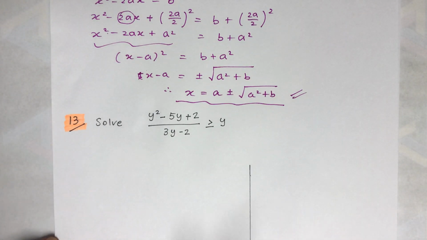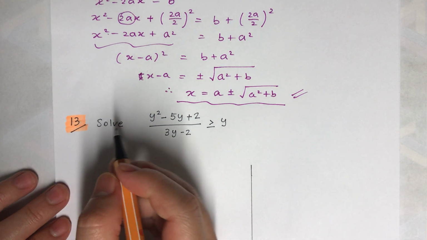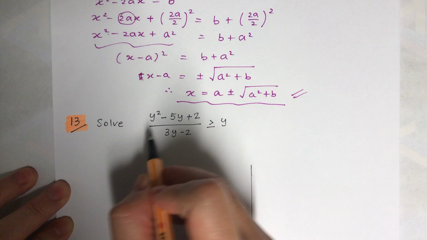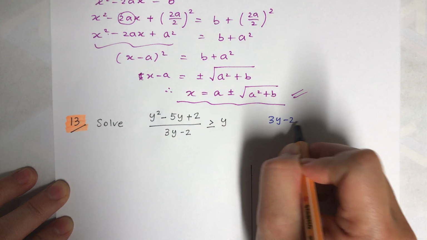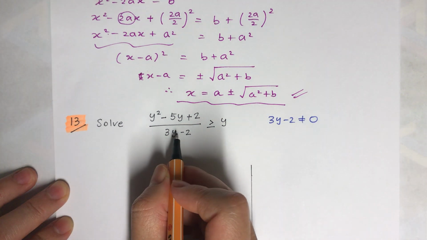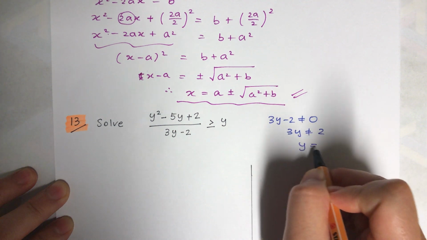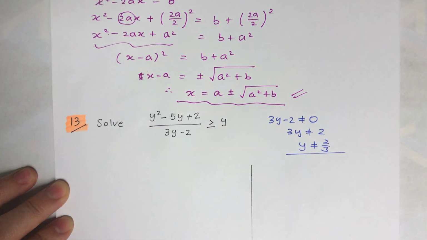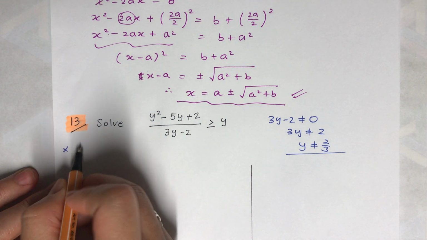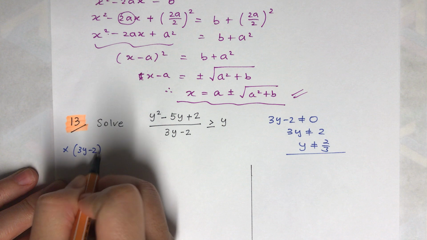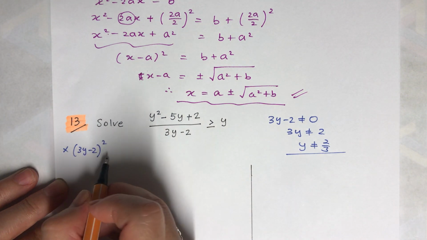It stays the same. Now, question 13 is extension 1. I think I've done this one before, but I'm going to do it again. Now, this is a fraction, an inequality. So what is it? 3y minus 2 cannot be 0 because we can't divide by 0. And that'd be 2. So make sure y cannot be 2 over 3. So I'm going to times by the square of the denominator so that we keep the same sign.